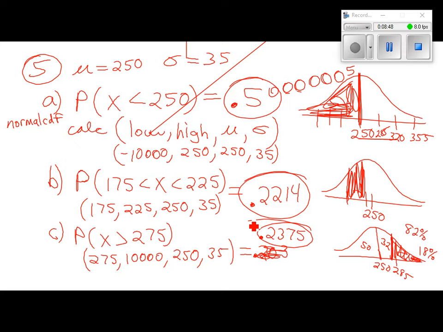So if you live in New Paris, what's the probability that your bill is going to be more than about $275 a month? About a quarter of the time, 24%. So if we went to New Paris and we picked 4 people, how many of those people are going to tell us that their bill was $280? Probably 1 out of the 4.